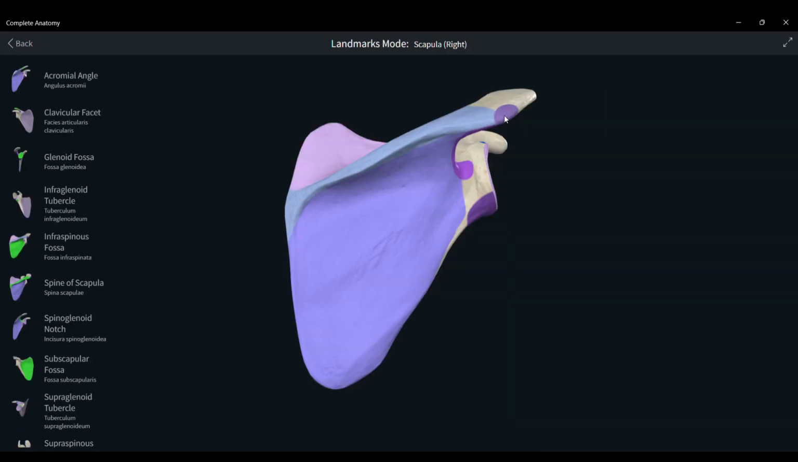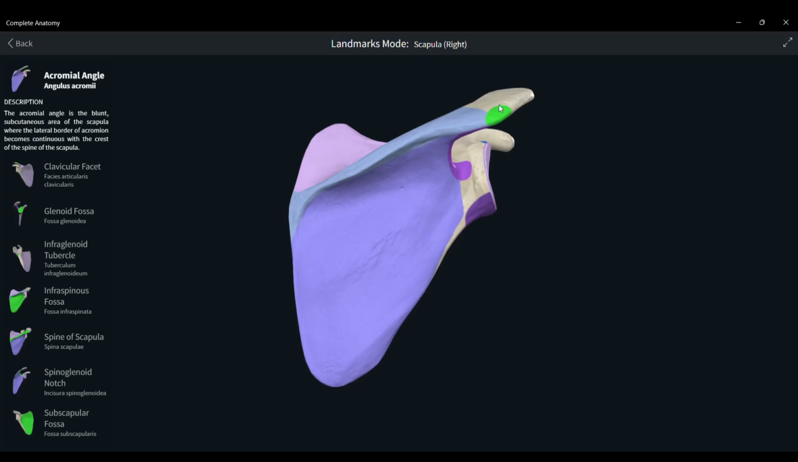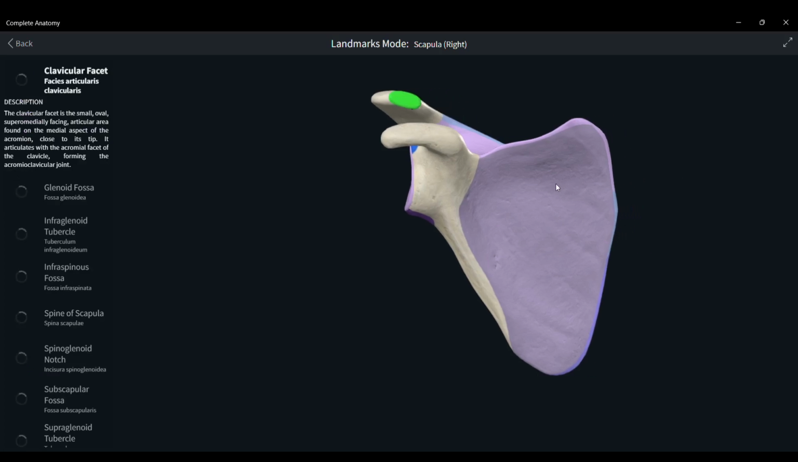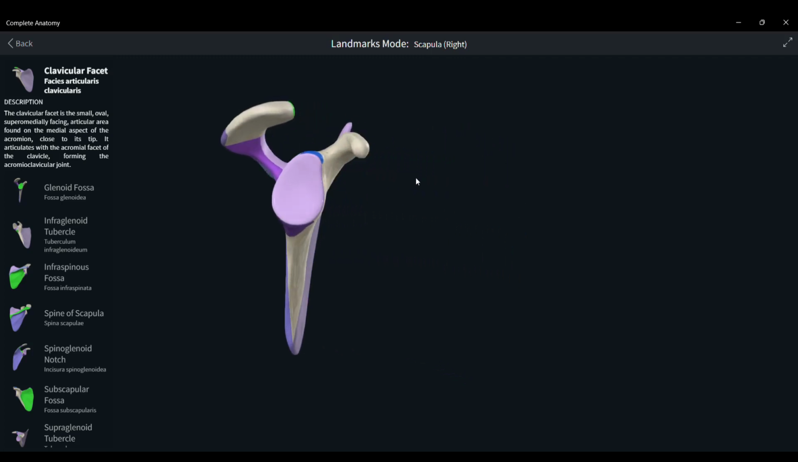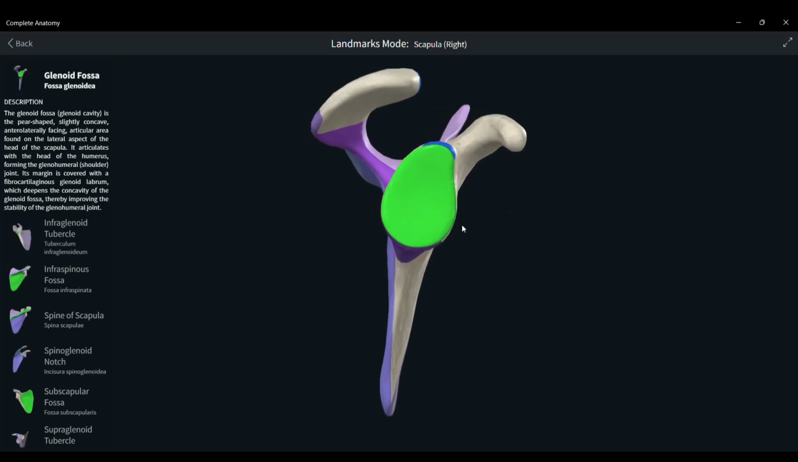On the edge of the acromion there is a characteristic point, the angulus acromii, the angle of the acromion. On the medial, anterior surface of the acromion we can see the facies articularis clavicularis, the articular surface for the clavicle. If we turn the scapula laterally, we can see the cavitas glenoidalis, the glenoid cavity. This articulates with the caput humeri, the head of the humerus, forming the articulatio humeri, the shoulder joint.